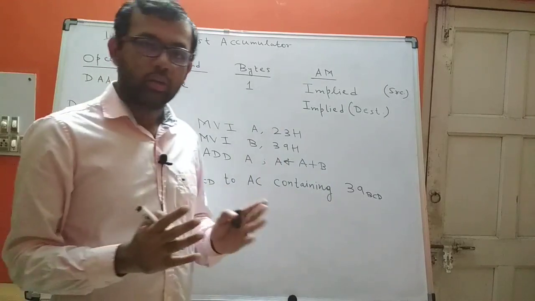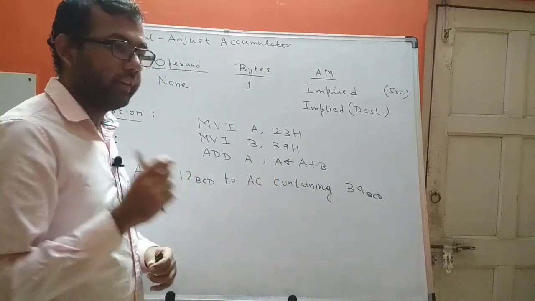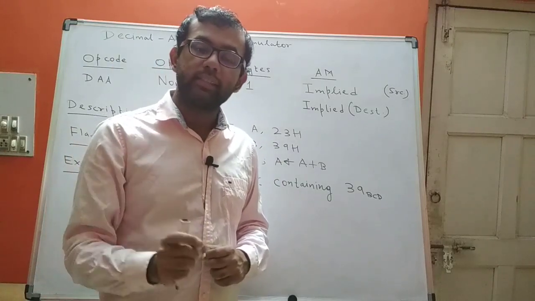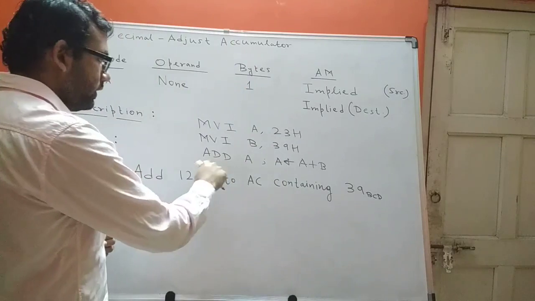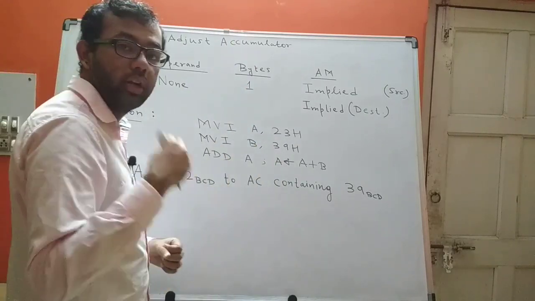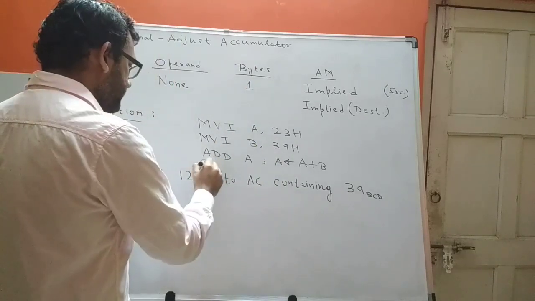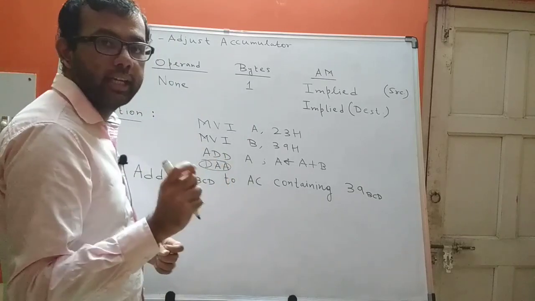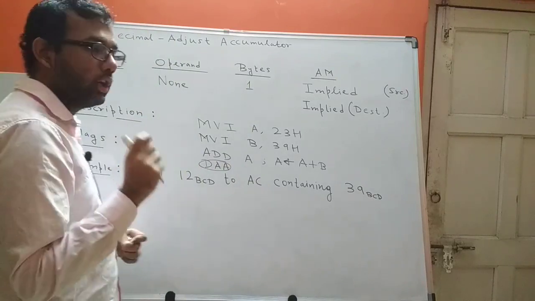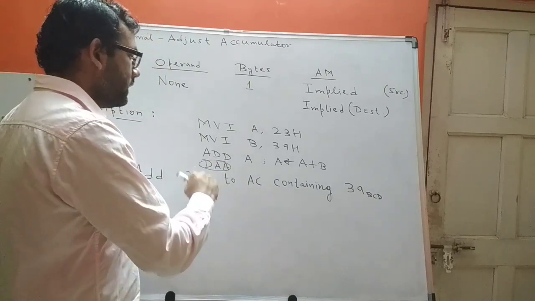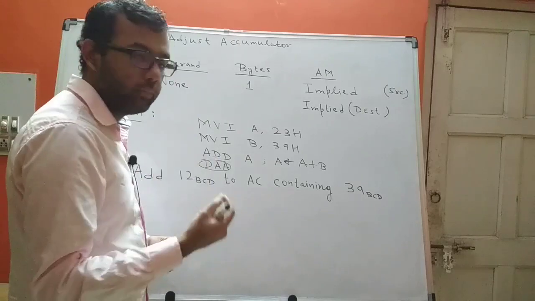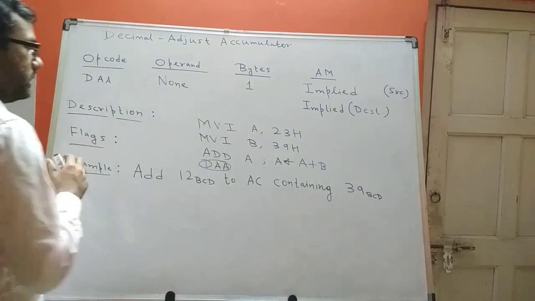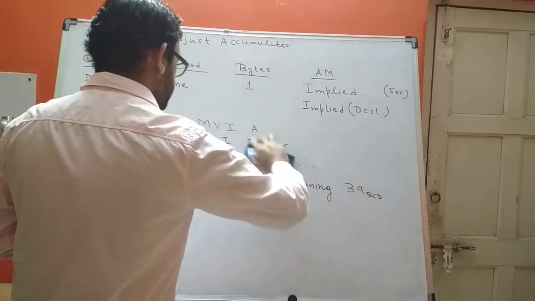Now I'm not sure whether this sum is a valid BCD number or not. Whether I'm sure or not, it is recommended that after you add two numbers which you are assuming to be in BCD, you write this instruction DAA. This DAA instruction will internally make use of the auxiliary carry flag to convert an invalid BCD sum to a valid BCD number. So this is how the DAA instruction works.